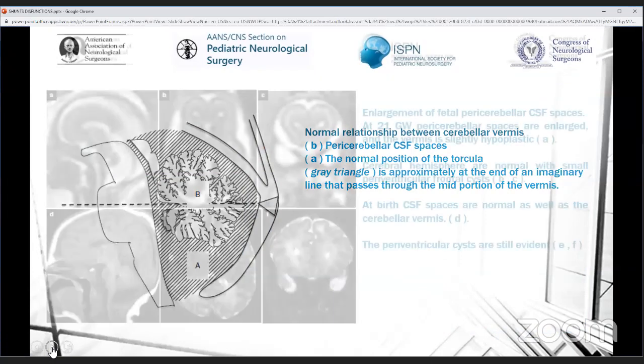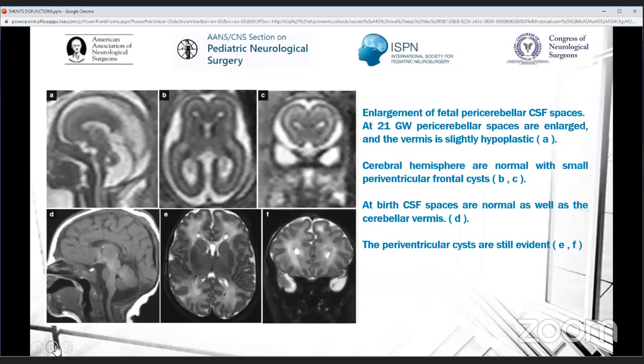On this image, it's just to represent other malformations. For example, we have these images of an enlargement of the fetal pericerebellar CSF spaces, like we see in images B and C. We found an abnormal cerebral hemisphere with a small periventricular frontal cyst, and in E and F, we found a periventricular cyst, as we see on this slide.